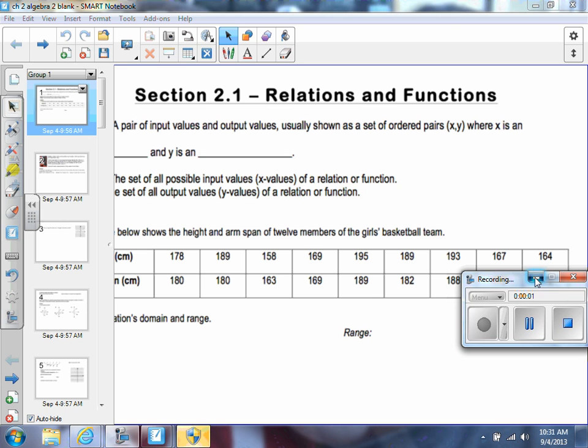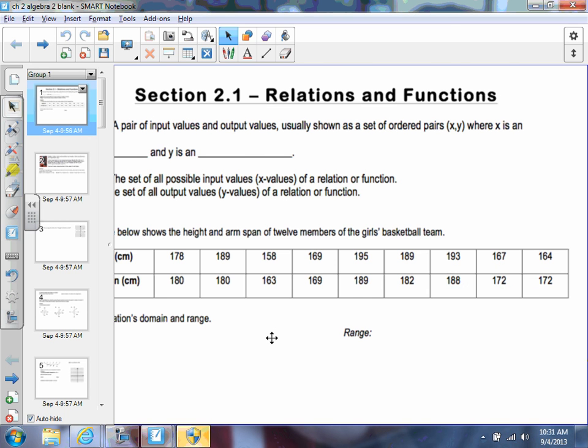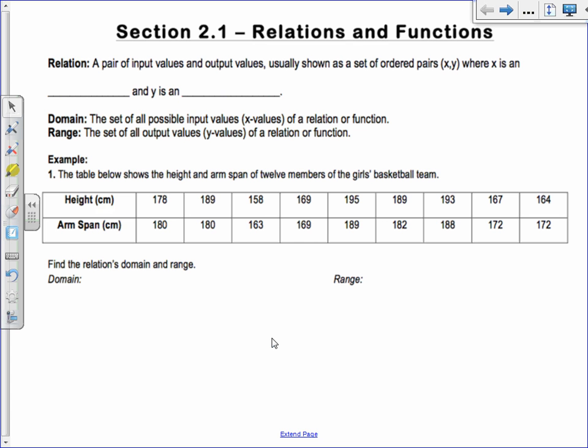Okay, so section 2.1 is relations and functions. Have you guys heard the word function before in math? Sometimes you talk about it in Algebra 1, not always though.